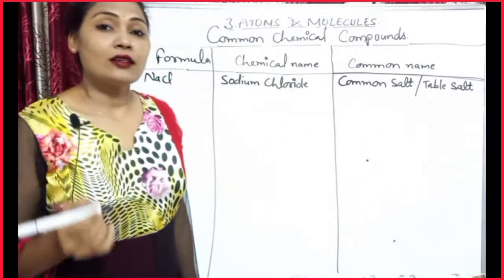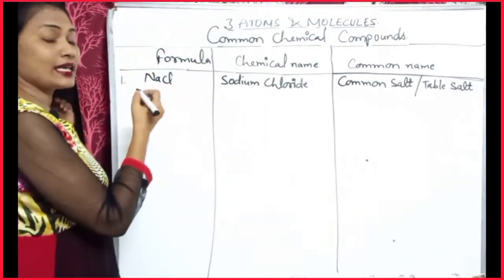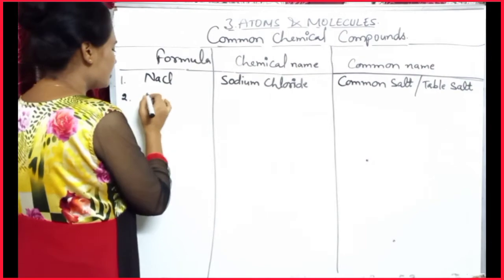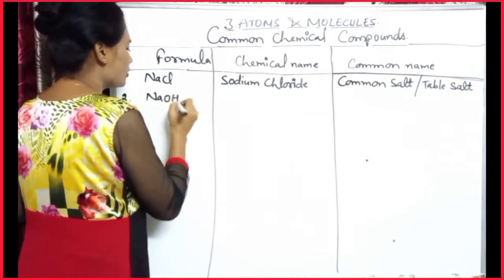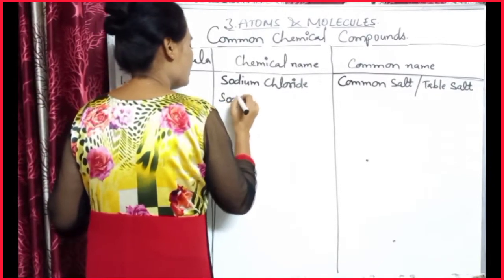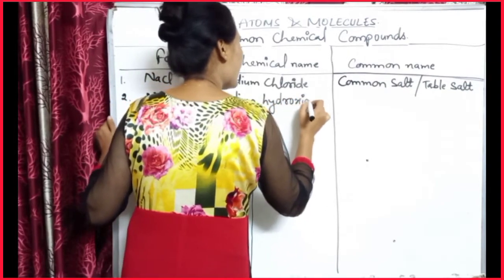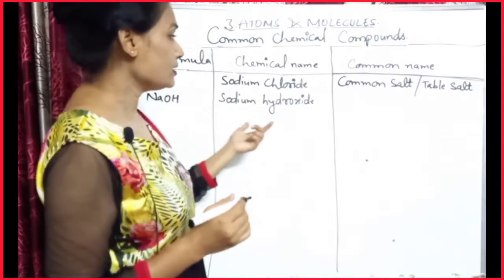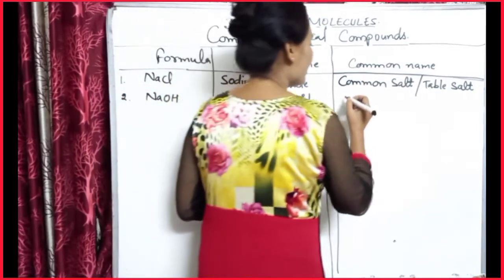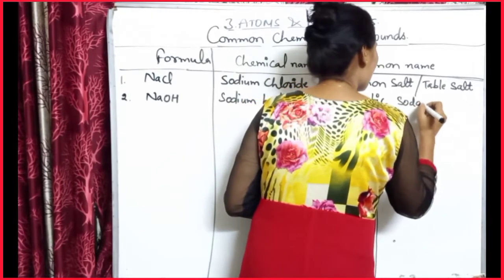Next compound also belongs to sodium. The second compound is NaOH, that is sodium hydroxide. It is a white colored compound, and sodium hydroxide is commonly known as caustic soda. So you can write here the common name is caustic soda.